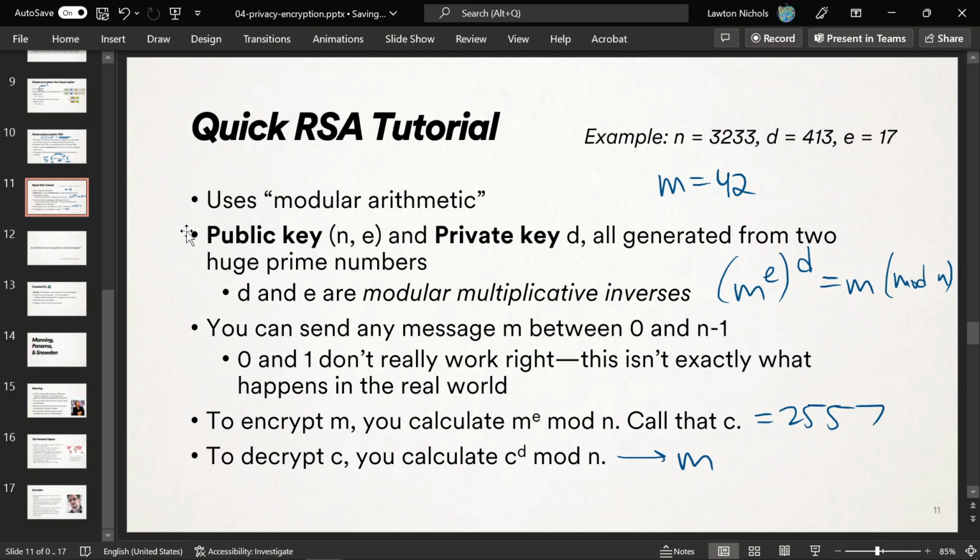Any questions about that? Again, I don't want you to memorize this process. I'm not going to test you on, okay, here's E, N, and D, please encrypt and decrypt this message. I just want you to understand it at a higher level.